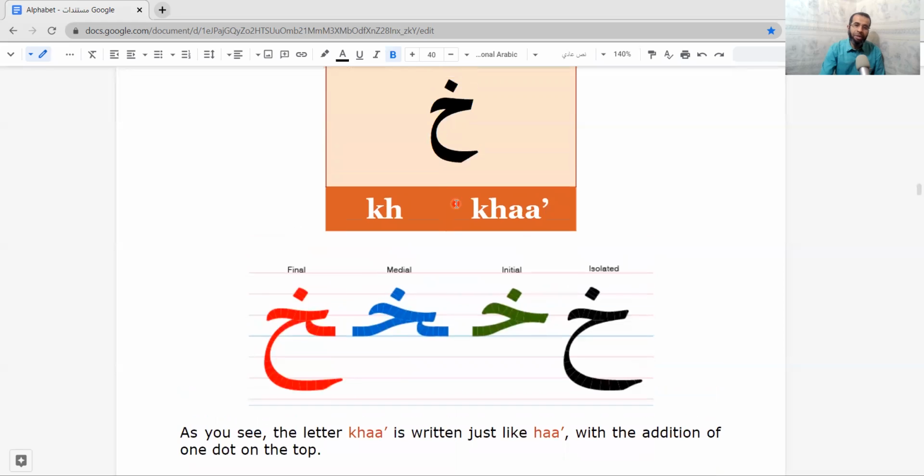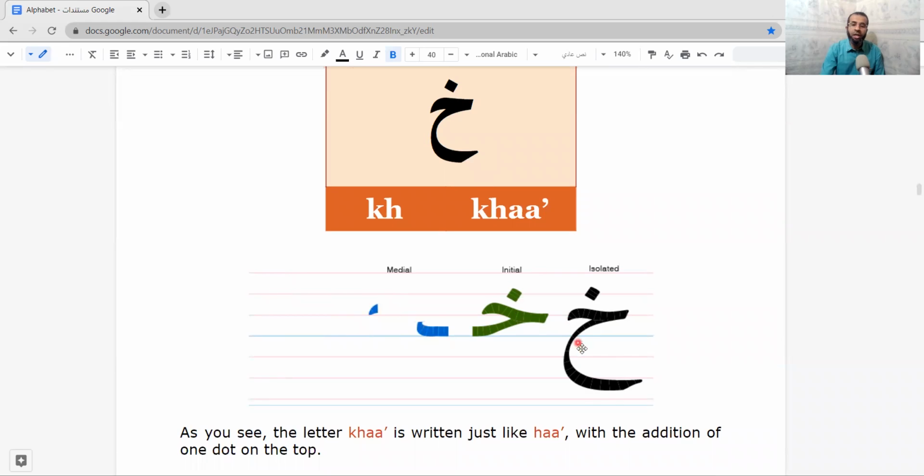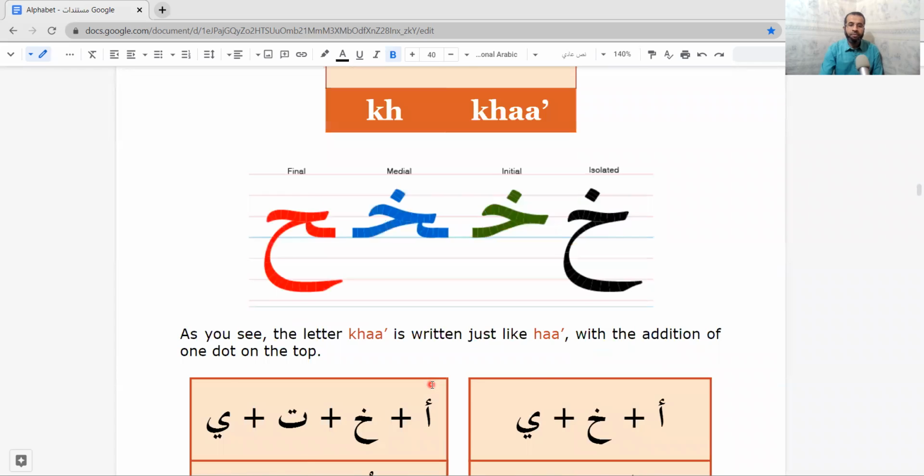And if you remember, I told you before that there is another letter which has the dot in the middle, below it. So we haven't studied that letter yet. So there are three letters which share this shape. We studied ha, now we study kha, and the third letter, we will study it later on.